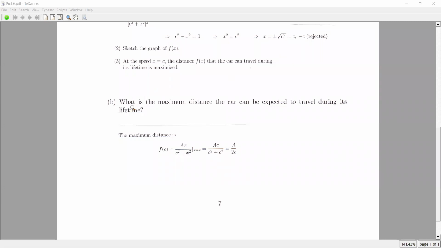Part B, what is the maximum distance the car can be expected to travel during its lifetime? This part essentially asks for the largest function value. The largest function value from part A appears at the critical point C. So evaluate the function f at the point C. Then we get A over 2 times C. This is the answer to part B.